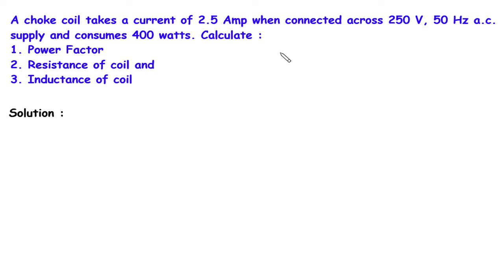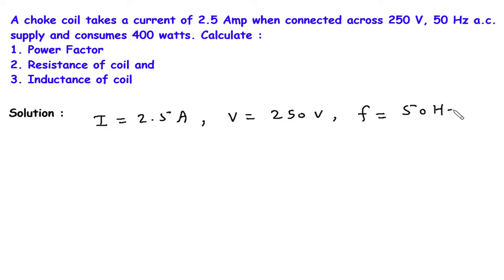Solution. First of all, we will write what is given. So current I is equal to 2.5 ampere. Then voltage is given. So voltage V is equal to 250 volt. Then frequency is given. So F is equal to 50 Hz. Then real power is given. So P is equal to 400 watt.